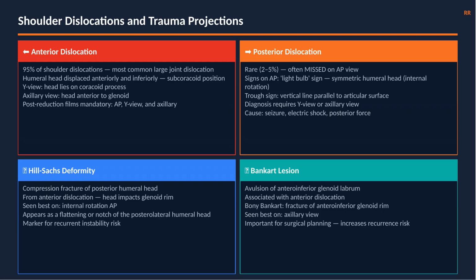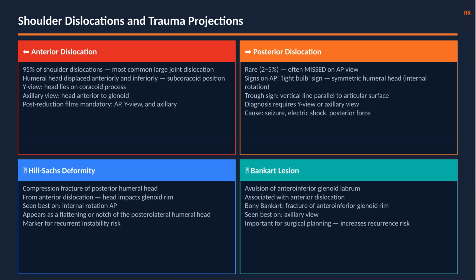Hill-Sachs deformity. A compression fracture of the posterolateral humeral head from impaction against the glenoid rim during anterior dislocation. Best seen on the internal rotation AP. Appears as a flattening or notch on the humeral head. Marker for recurrent instability risk.